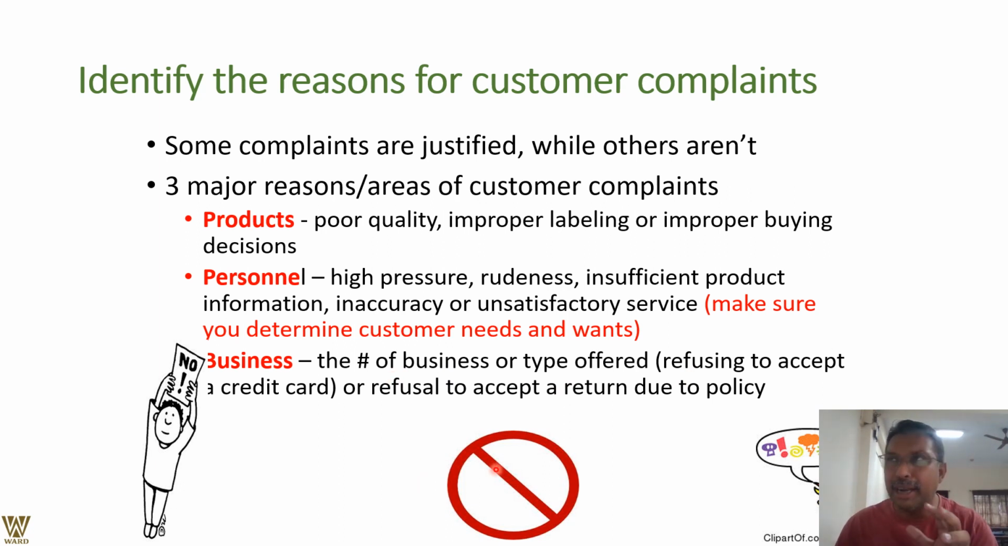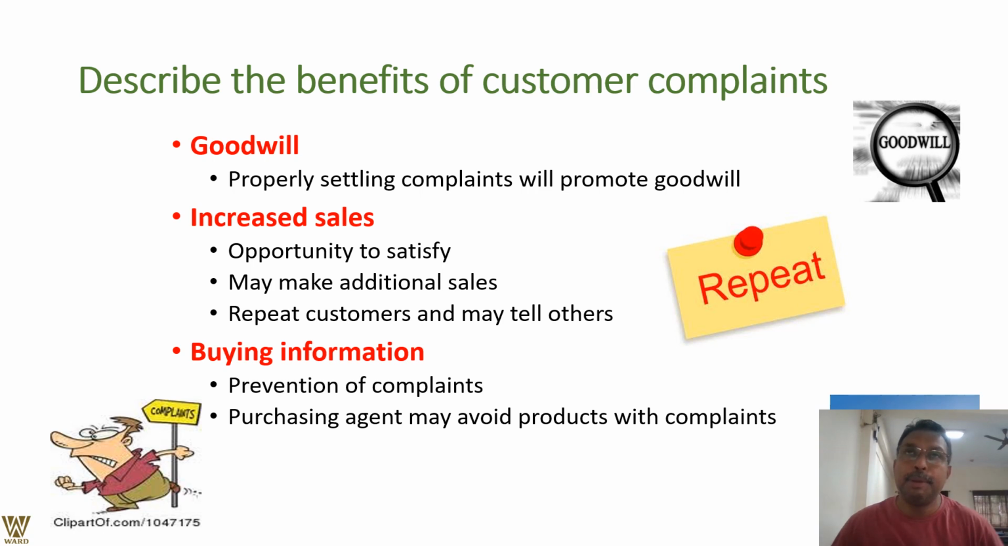Third is the business, the policies or types of services offered. For example, refusing to accept your credit card, or refusing to accept returns due to policy, as the case might be. Three reasons: product, personnel, and business. Product is the quality of the product, personnel is the type of customer service handling methodology or the person who's handling it, and the third is the business itself, which provides a few barriers for the customer to transact or do business with you. Maybe a credit card, maybe location, maybe anything for that matter, maybe parking also.